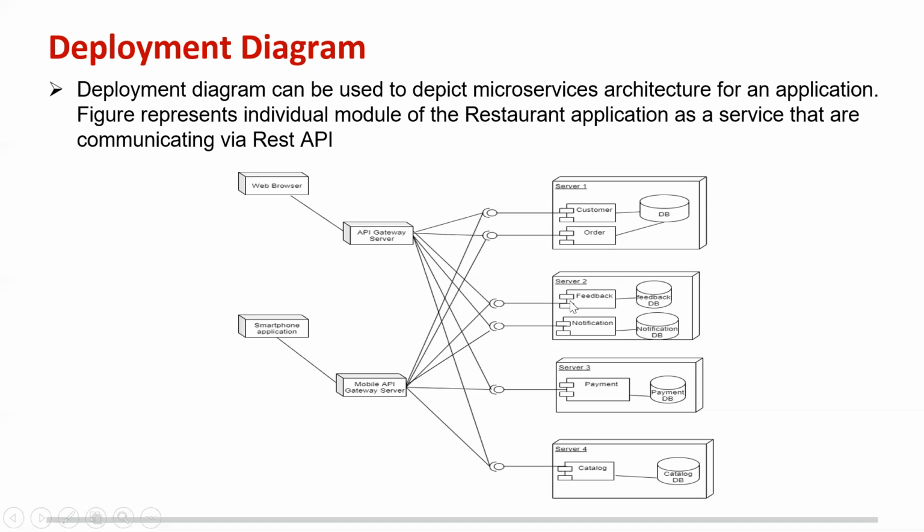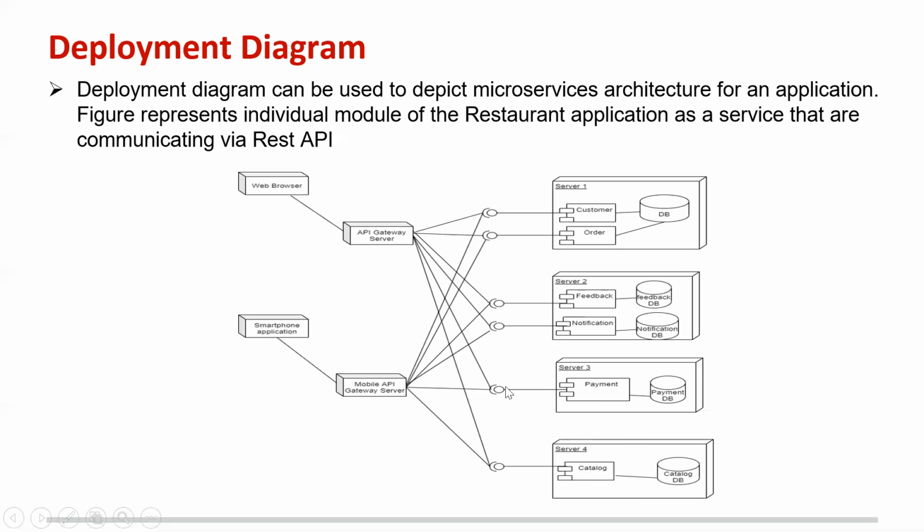And then in server two, the feedback service and notification service are deployed, and each of them interacts with their own database. In server three, we have the payment service deployed, and it is interacting with the payment DB. In server four, we have the catalog service. It is internally interacting with the catalog database.